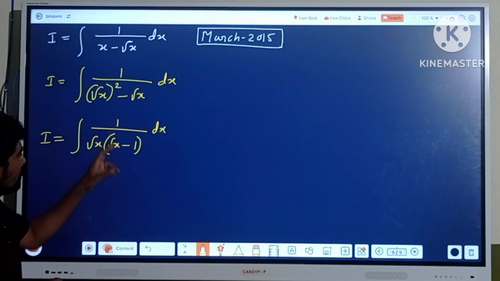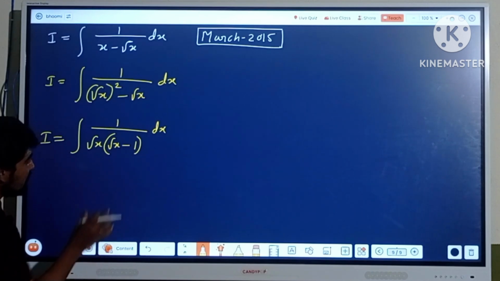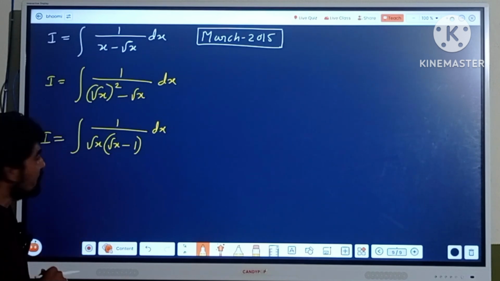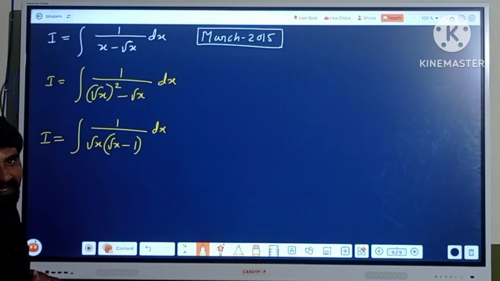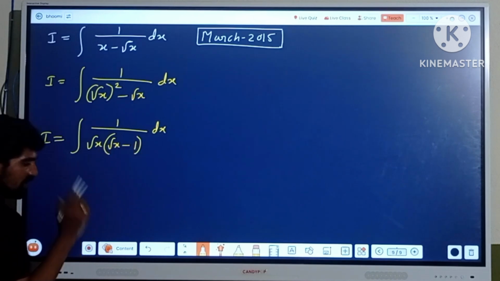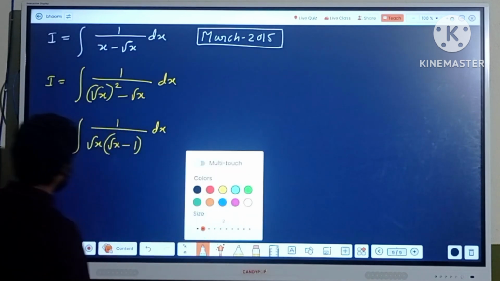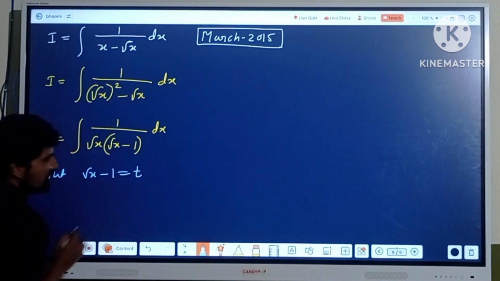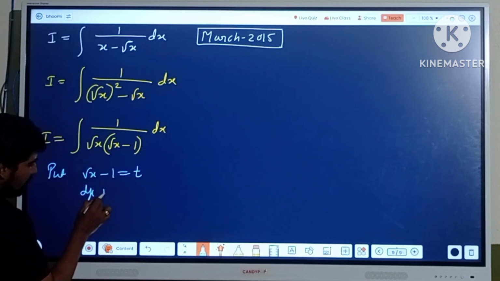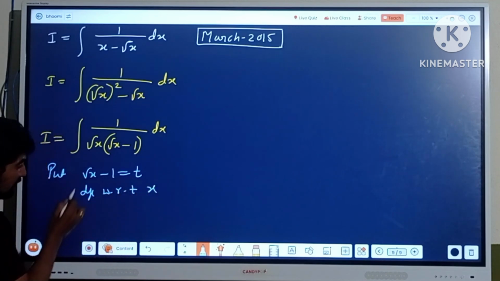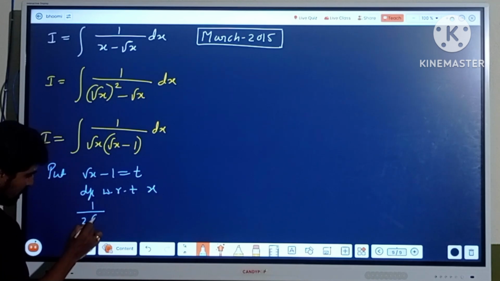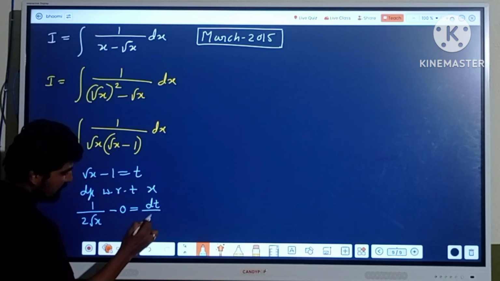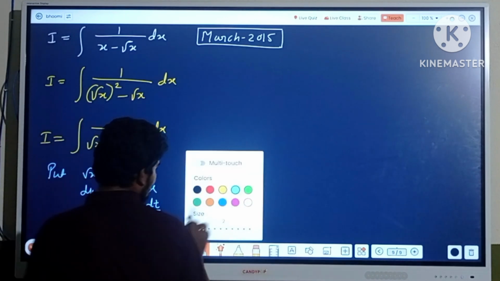Now observe the integrand here. We have 1 by root x and 1 by root x minus 1. If I substitute root x minus 1 equal to t, its derivative is 1 by 2 root x. It means this 1 by root x gets eliminated by substituting root x minus 1. Put root x minus 1 is equal to t. Differentiate with respect to x. The derivative of root x is 1 divided by 2 root x, minus the derivative of 1 which is 0, equal to dt by dx. I hope all of you are understanding.